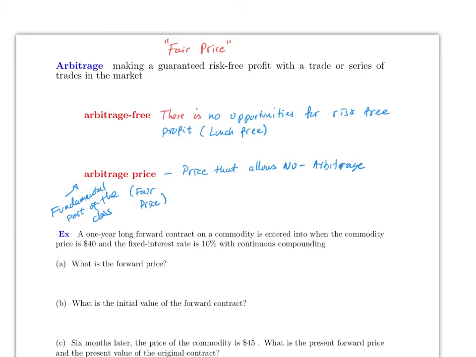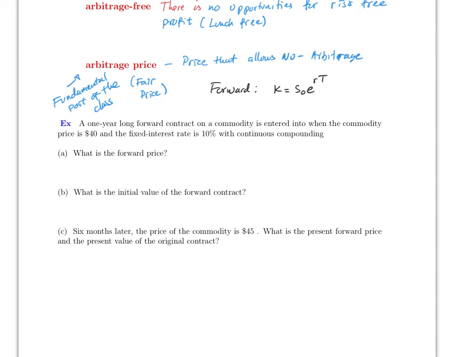And we did an example already. Remember, for the forward contract, the arbitrage price was K equals S0 e to the RT. Right, let's try one example. And the problem says the following. A 1 year long forward contract on a commodity is entered into when the commodity price is $40. So that means that S0 is 40 and the fixed interest rate of 10% with continuous compounding.